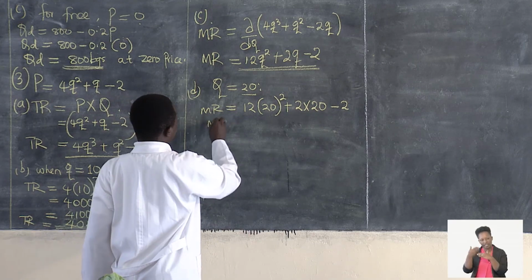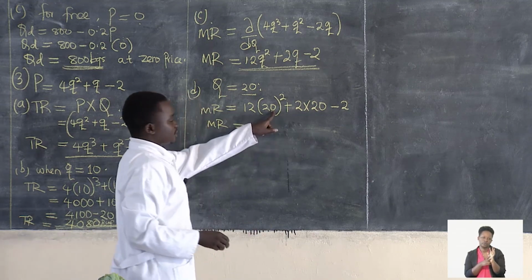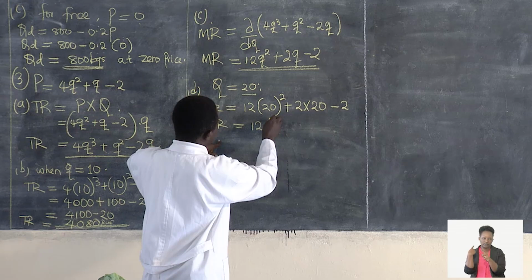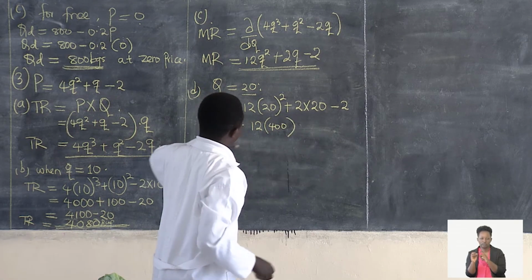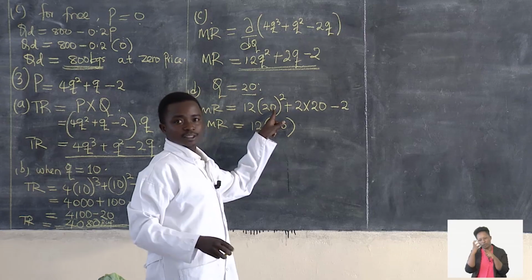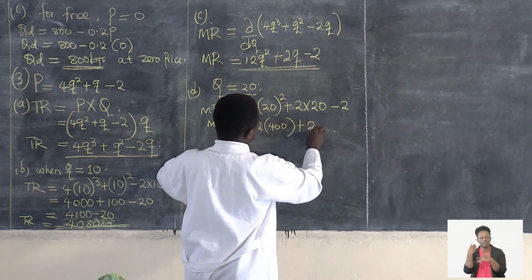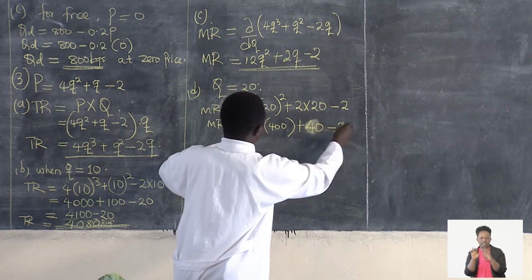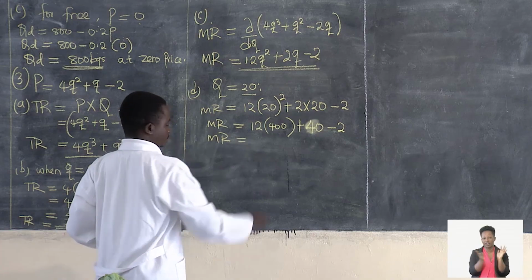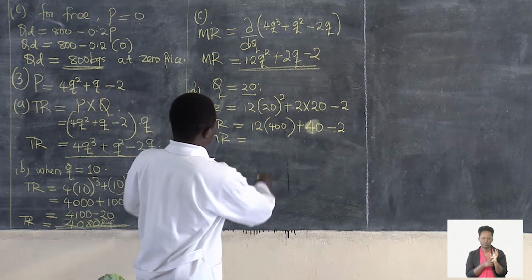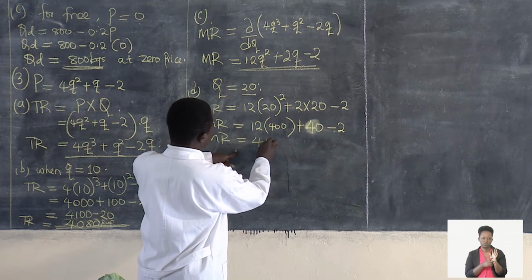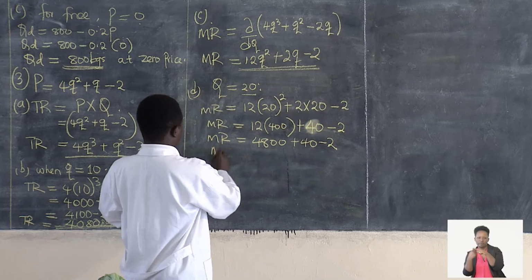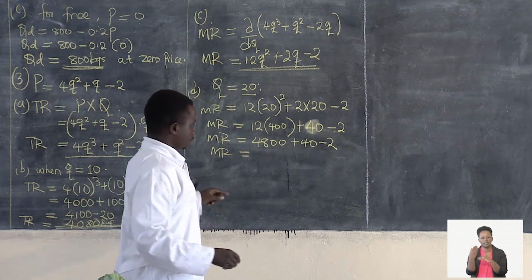Then from there, what is 20 squared? 20 squared is 400. That is 20 times 20. So 12 into 400, then plus 40, 2 times 20, then minus 2. So what will be our marginal revenue? If you get 400 times 12, that is 48 plus 2 zeros, then plus 40 minus 2. So what is our marginal revenue? You reduce this expression.